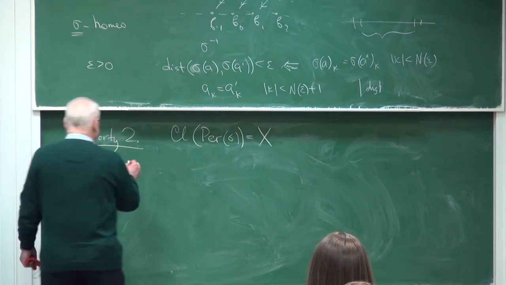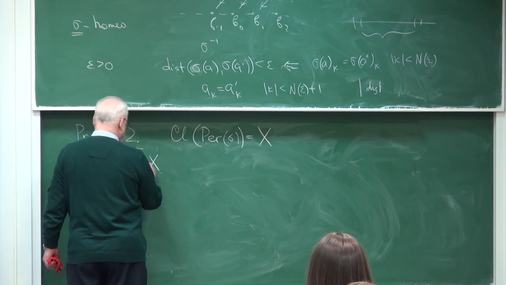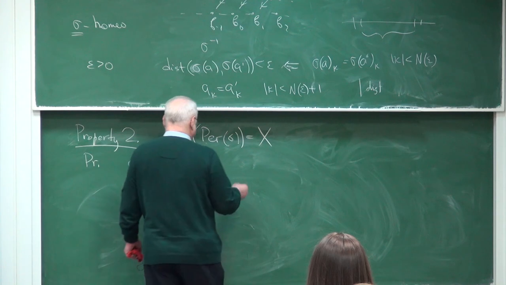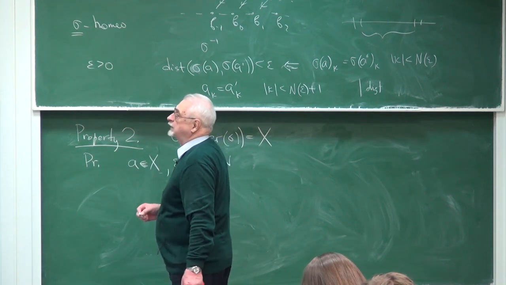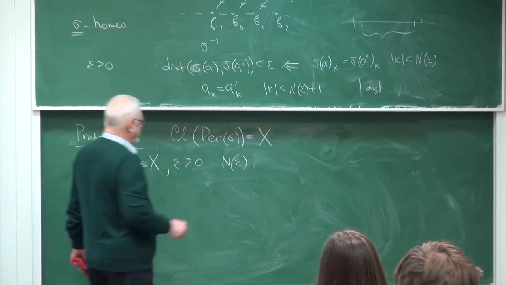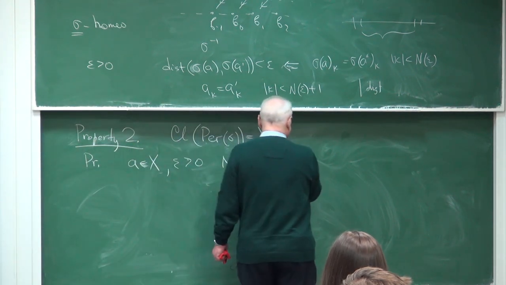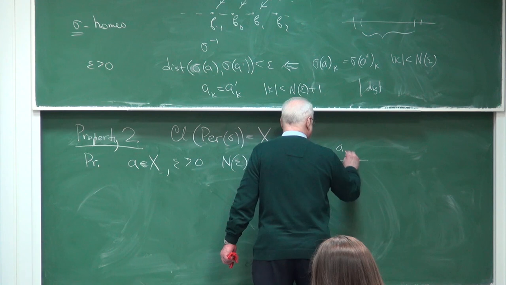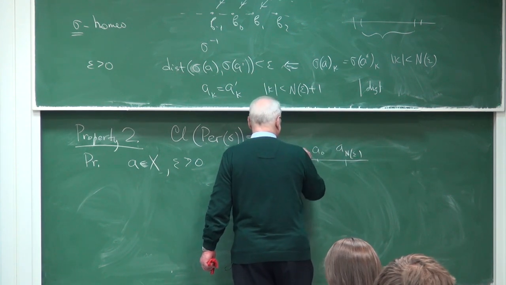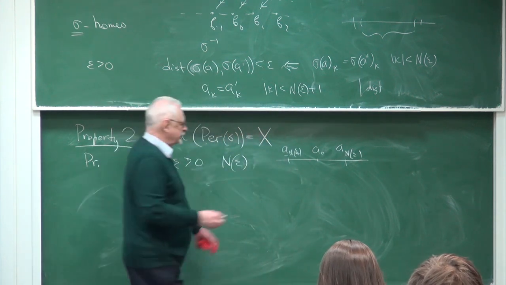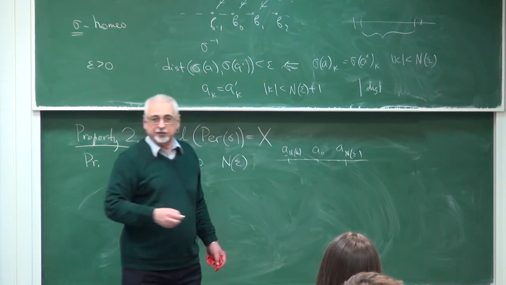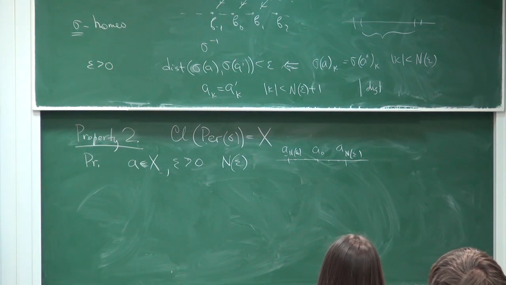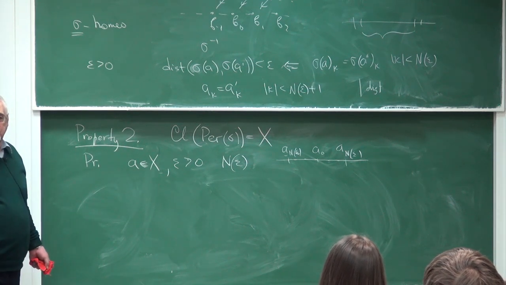So I take a point A, I take a positive epsilon, and I take this N capital of epsilon. So if this is my sequence A0, every sequence which coincides with A for these indices belongs to the epsilon neighborhood of A, okay, distance. And now I construct a periodic sequence.